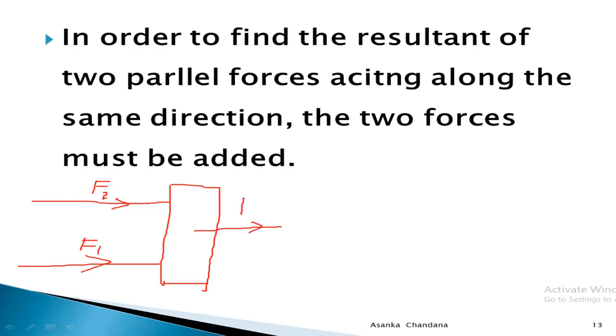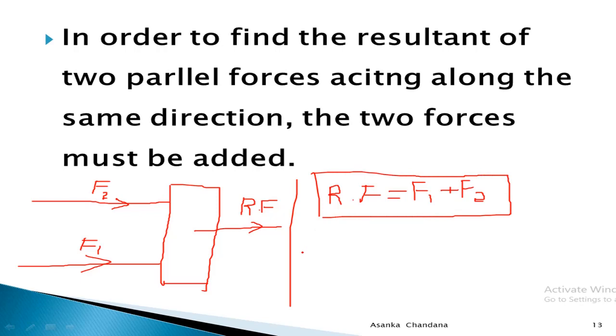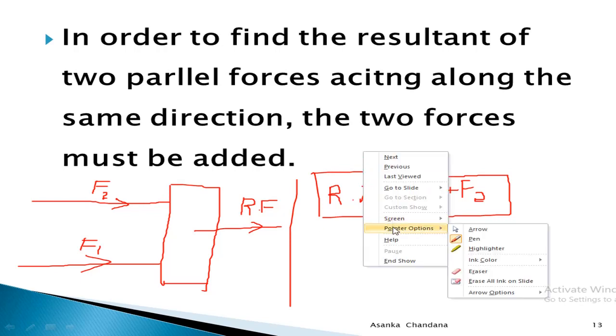The resultant force is exerted on this side. How do we calculate the resultant force? In this situation, the resultant force is calculated by adding the two forces, F1 plus F2. Now we have learnt how to calculate the resultant force when two parallel forces are exerted in the same direction. Then we will go to our next point.